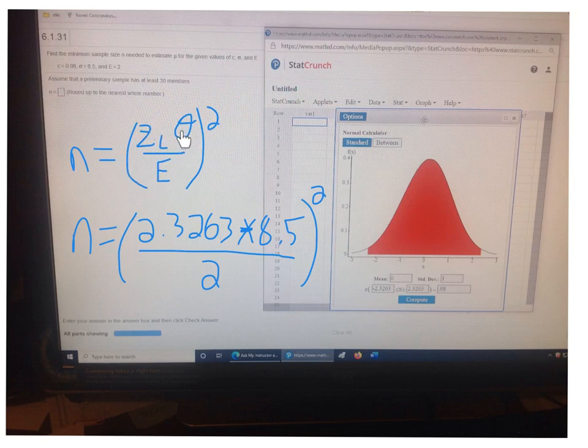So we're given sigma is 8.5 and E is 2. So I put those here. The only thing you're lacking is this z sub c, and I think that's what you're asking about. And that comes from the 0.98.